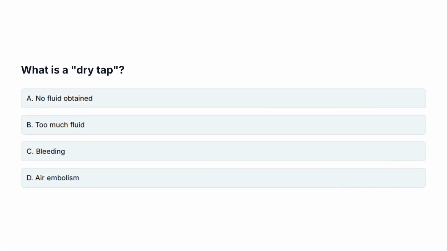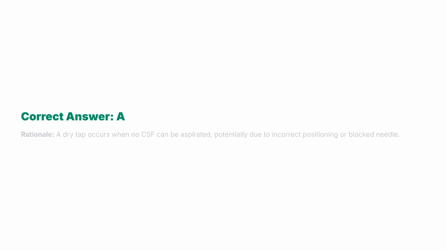What is a dry tap? The correct answer is A. A dry tap occurs when no cerebrospinal fluid can be aspirated, usually due to incorrect positioning or a blocked needle.